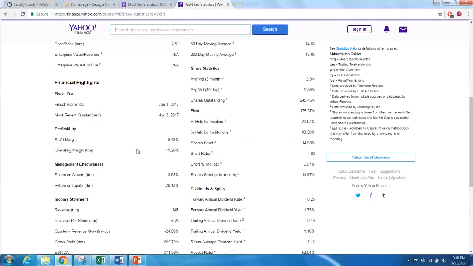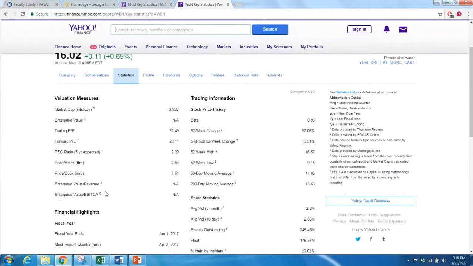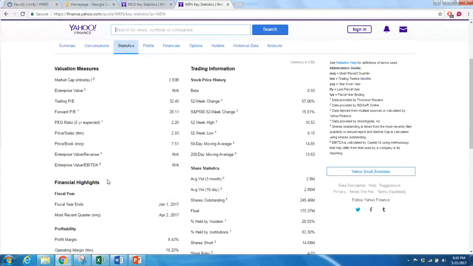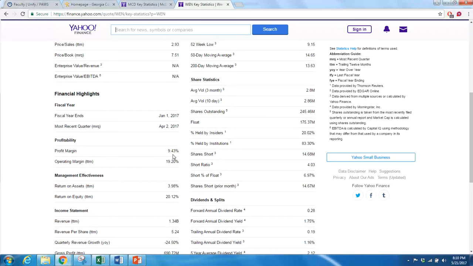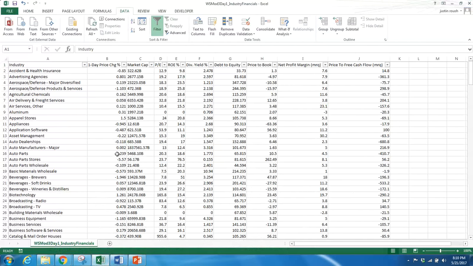Wendy's has a profit margin of... where am I? Valuation, profitability, 9.43%. So McDonald's looks like they're doing a whole lot better than Wendy's on profit margin. Compare them to the industry.